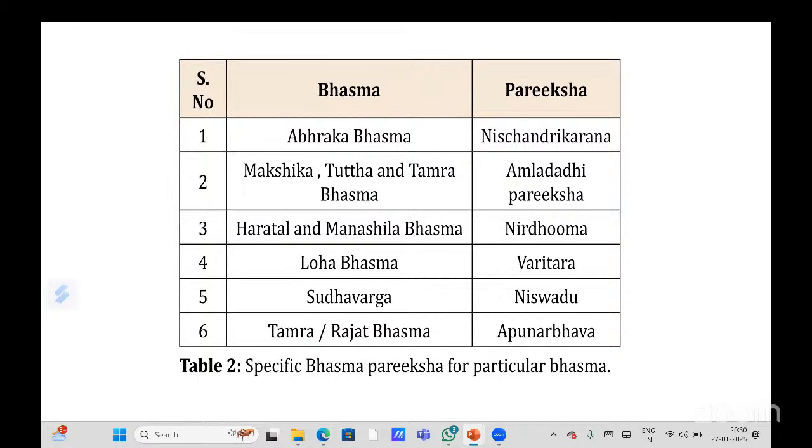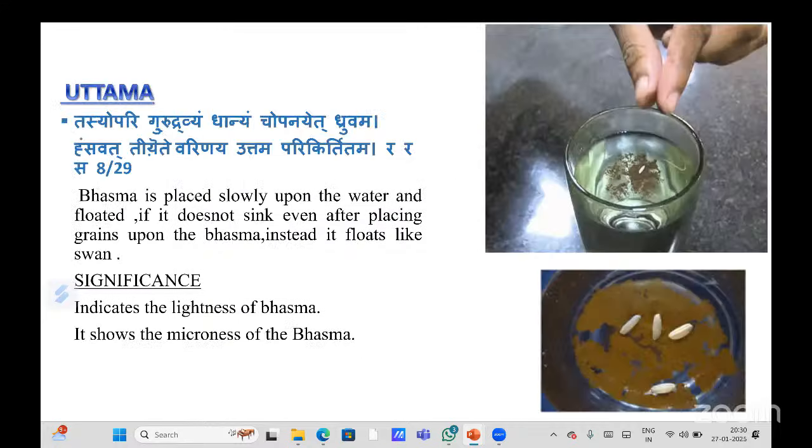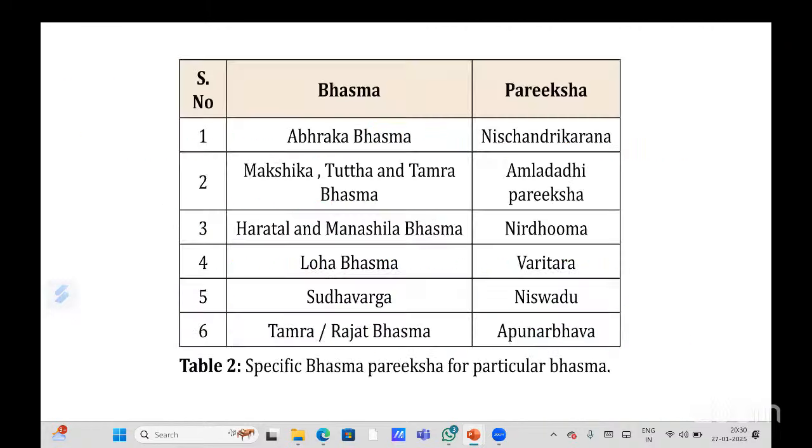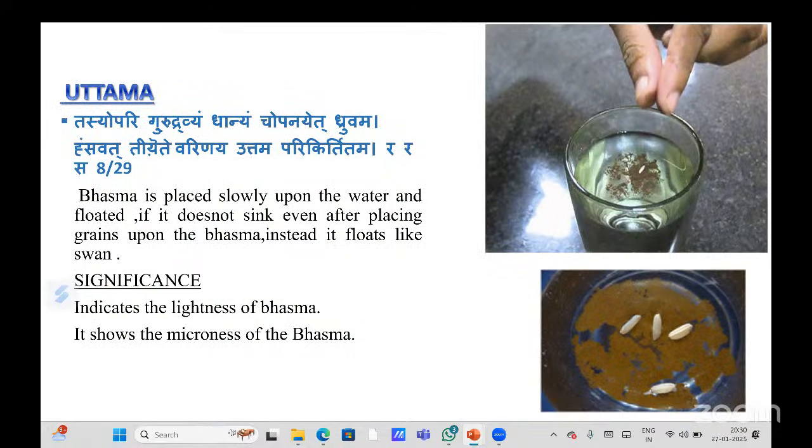Coming to the Uttama Bhasma Pariksha: "Tasyopari gurudravyam dhanam chopane dhruvam, amsavattirate varinam uttamam parikirtitam." This is the Rasa Ratna Samuccaya reference 8 bar 29. So Bhasma is placed slowly upon the water, and if the Bhasma floats and doesn't sink, it indicates that Bhasma passes Unnama. Before that we have a similar one, that is Varitara. Here Varitara means we just put the Bhasma on water and it floats, that is Varitara. If you keep a grain over this floating Bhasma and it stays, that becomes Unnama, the Uttama Bhasma Pariksha.